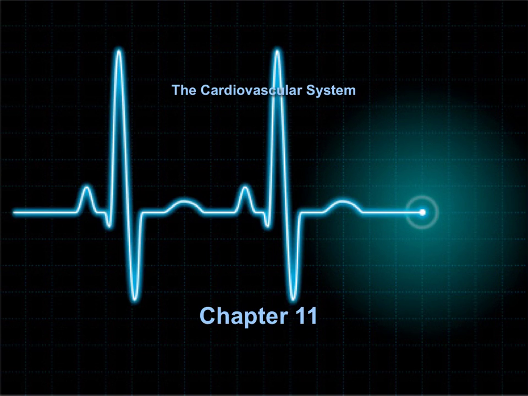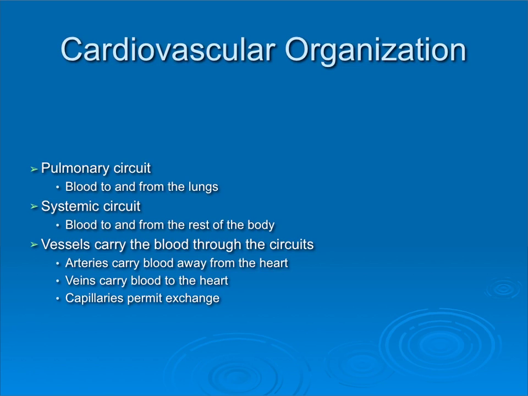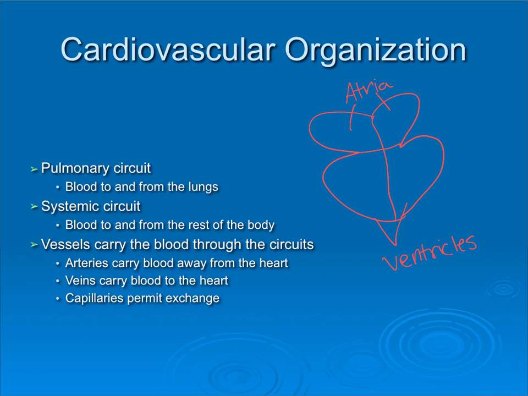Okay, so now beginning the lecture over the cardiovascular system. So basically, the heart consists of 4 different chambers. Okay, and you have basically what we call the atria, which are very superior, and then the ventricles, which are going to be inferior.